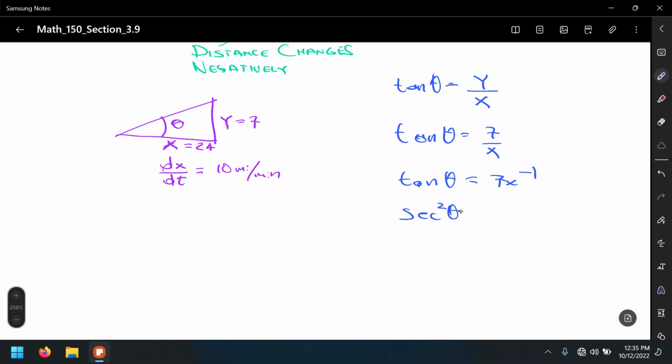Secant squared theta, just secant squared theta. I'm missing something, right? Oh, yes. d theta dt, right? Because the angle is changing with respect to time. So d theta dt equals negative 7 x to the negative 2. But again, this distance also varies with time, dx dt.